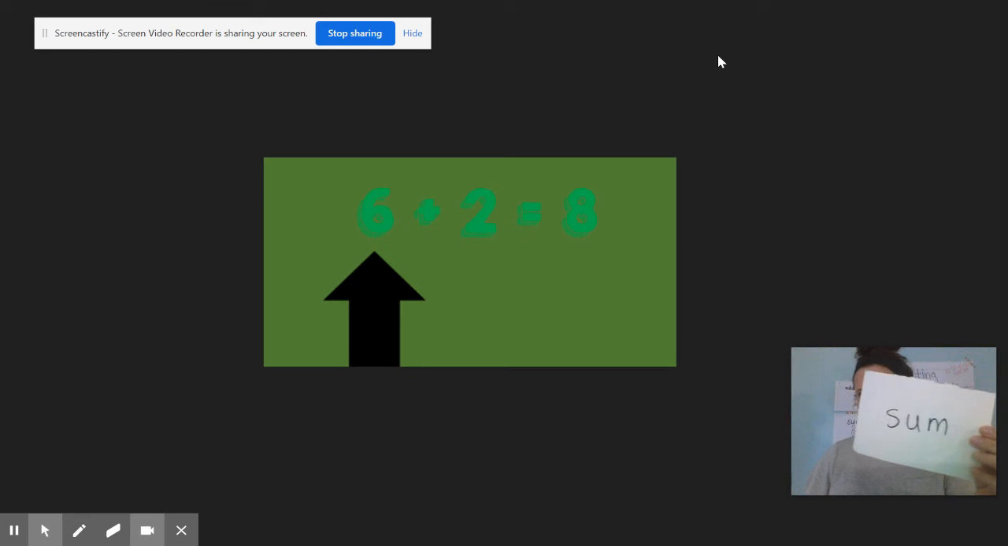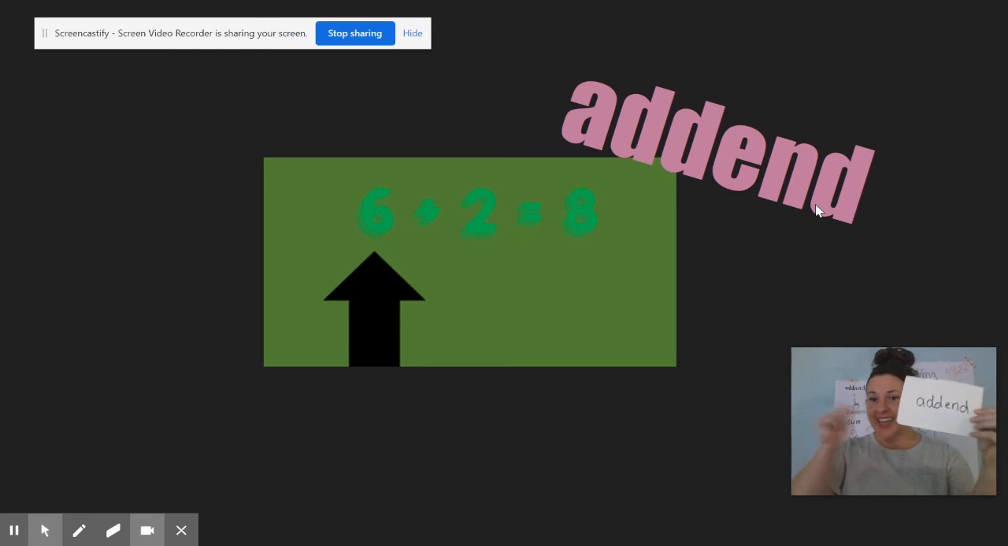I love those words. And what you can do is say, okay, 6 plus 2. The arrow is pointing to the 6. The 6 is one of the numbers that are being added together, so it is an addend. I'm going to hold up addend. Oh, you're right. Yay. So if you chose sum, you're saying that it's the answer. But our answer is right here. 8 is our answer. That's what a sum would be. This is an addend because it's one of the numbers that is being added together.